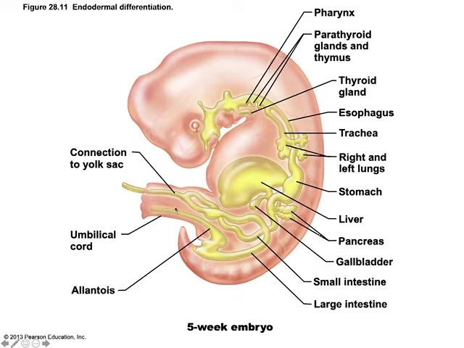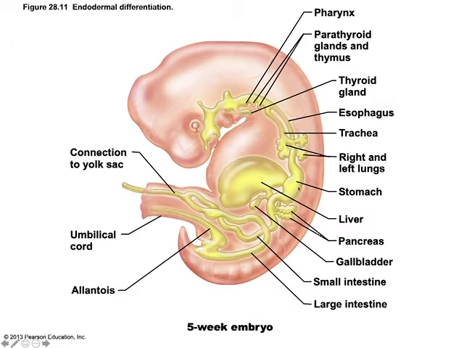This is umbilical cord, and this is our connection to the yolk sac here. So this is eventually going to be the umbilicus of the fetus. In addition, you can see other internal cavities forming, primitive respiratory system with what's going to be the trachea and the lungs, beginning to form. You've got the thyroid gland coming off here.